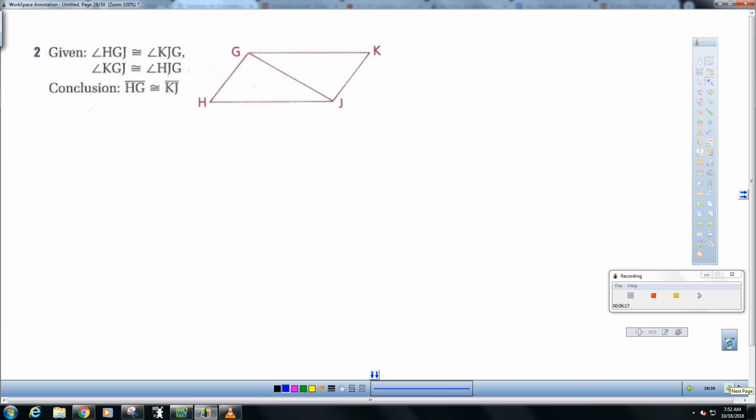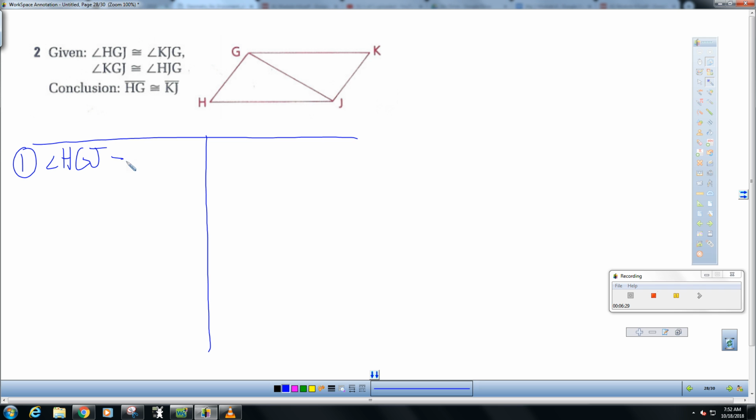Okay, so one last example here. Again, setting up our proof and listing our givens out. So angle HGJ is congruent to angle KJG. So I'm going to mark that. So HGJ, we know G has to be our vertex, so we have that angle. And that's congruent to angle KJG. So there's that angle there.